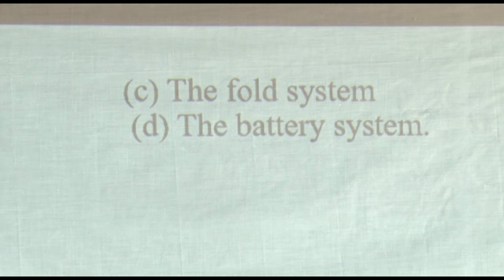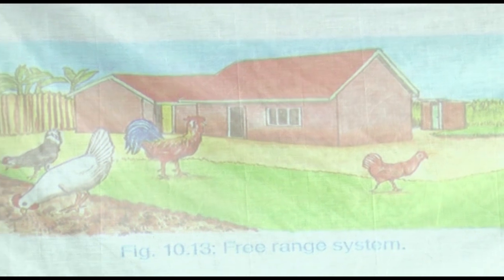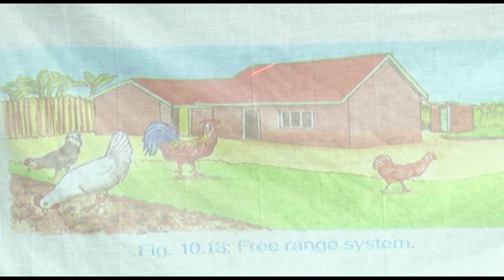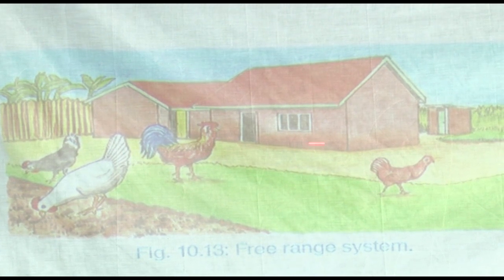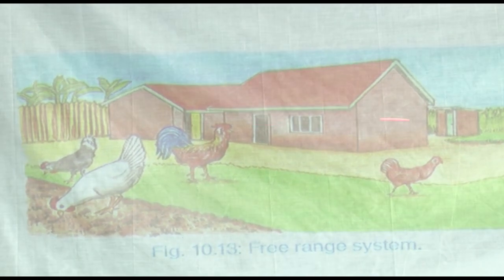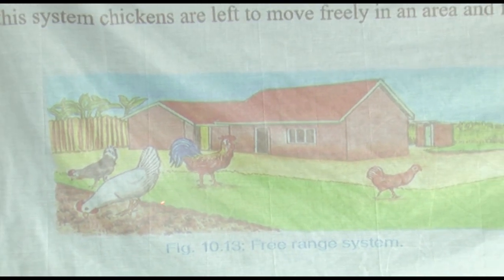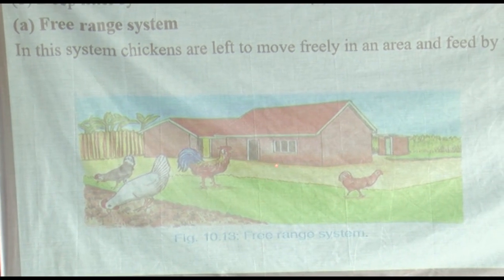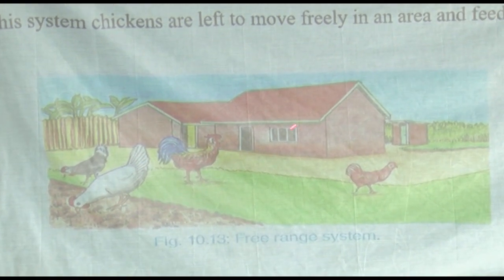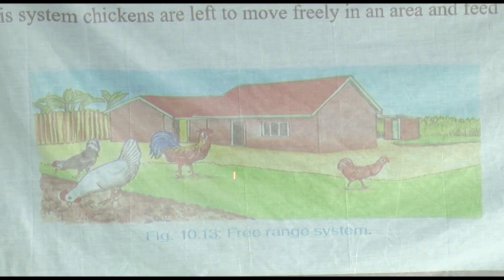Looking at number one first, let's look at the free range system. For the free range system, here birds are left to move freely in an area and feed by themselves. This is the cheapest method of feeding or raising chickens, okay? You can see here, just at home, you can do this at your home. You can buy some chickens, raise them, provide feeds to them, or you can just leave them and they can feed freely. In your free time, you can give them grains, they'll come around, or they go feed on themselves. It's a free range system.